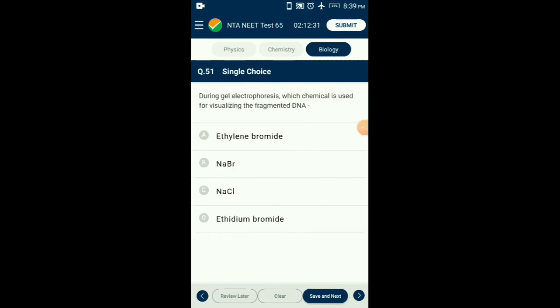Question number 51. During gel electrophoresis, which chemical is used for visualizing the fragmented DNA? In gel electrophoresis, the fragmented DNA can be visualized only after staining the DNA with a compound known as lithium bromide followed by exposure to UV radiation, as pure DNA fragments cannot be seen in visible light without staining. So the answer is option D, lithium bromide.